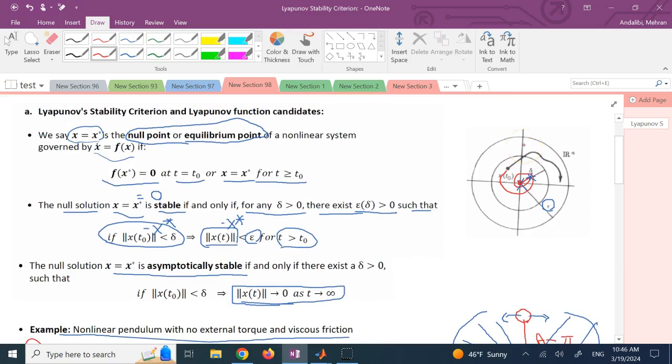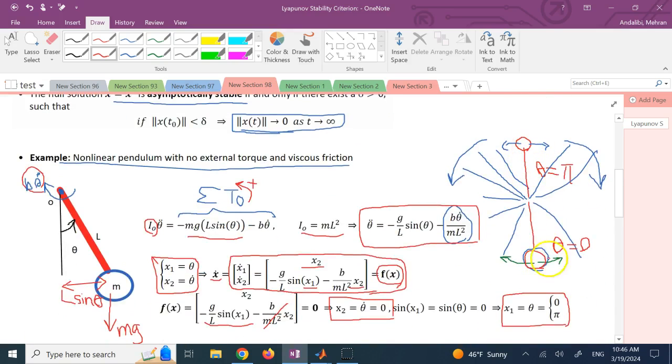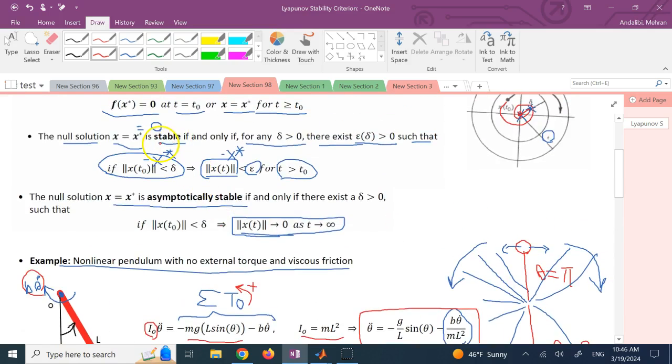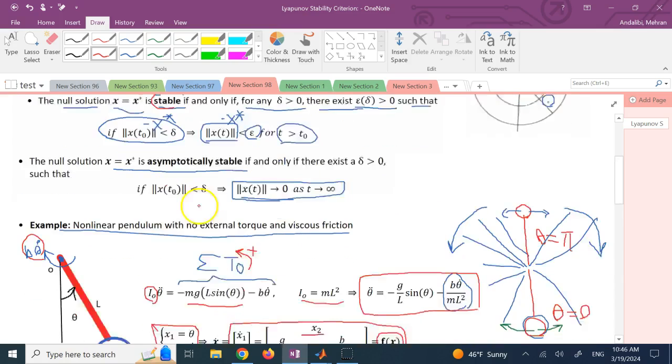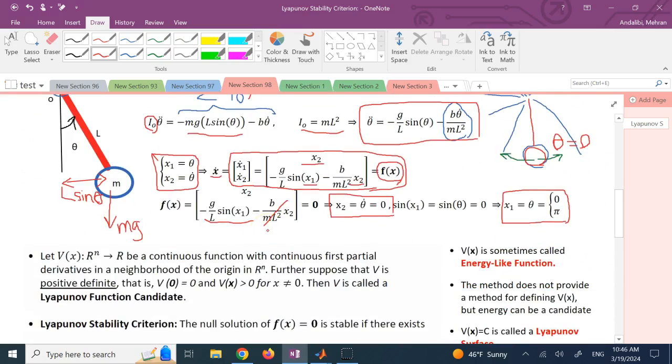So now we have two equilibrium points for the pendulum. Which one is stable, which one is unstable, and if they are stable, are they just stable or asymptotically stable? So we need to talk about that. Well, how do we do it?